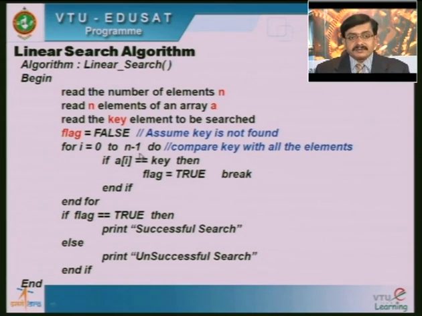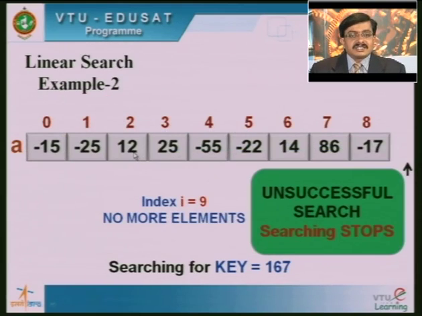Say in the previous list of elements, if I am searching for, for example, 12, then initially I start with the 0th element. Minus 15 is not equal to 12. It doesn't mean that I should say the element is not present. In future the element may be present. So I cannot come to a conclusion. At that point of time, the only result we have is that minus 15 is not equal to the key.